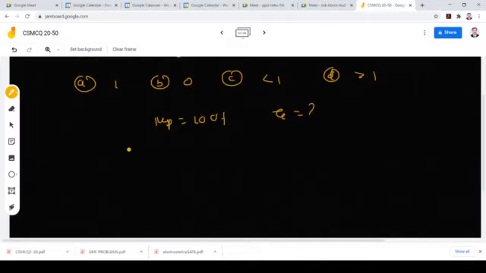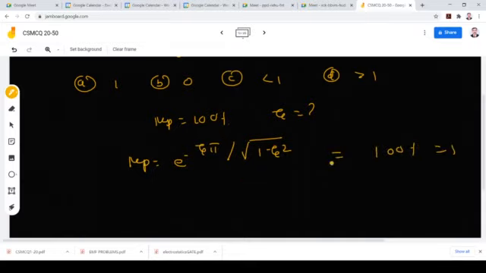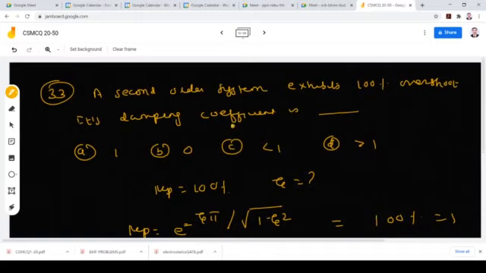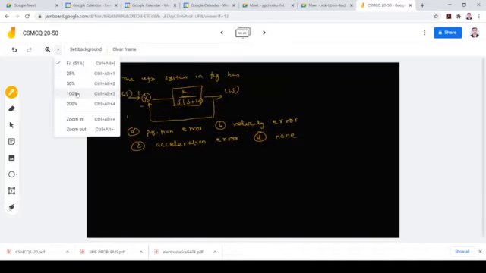So you see MP, we know maximum overshoot is given by e power minus zeta pi divided by square root of 1 minus zeta square, right? So that is equal to 100%. 100% means equal to 1. So if this must be equal to 1, this indicates zeta must be 0. When zeta is 0, it will be e power 0 divided by 1 minus 0, that is equal to 1. So when zeta is equal to 0 only, we can get 100% peak overshoot, right? So what should be the zeta value, damping coefficient or damping ratio? Answer is option B. Okay, next one.